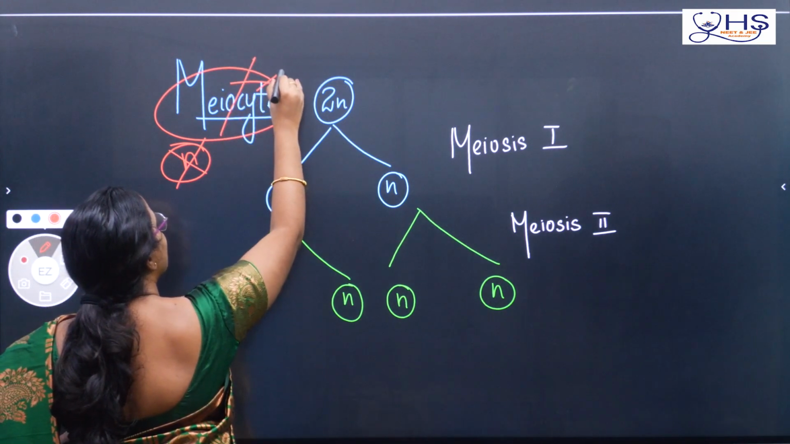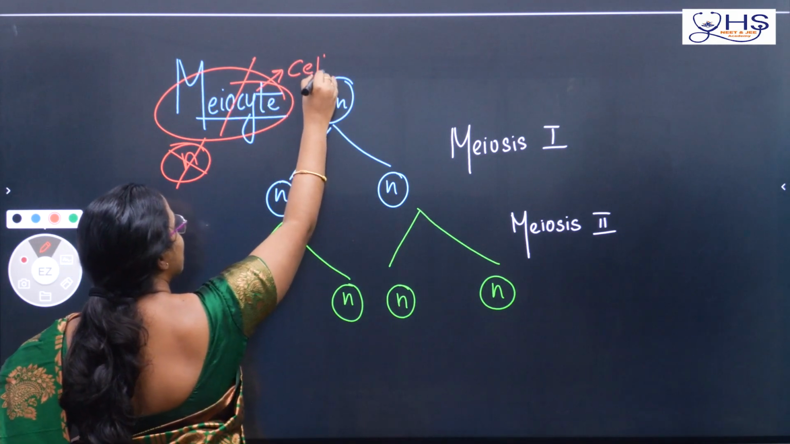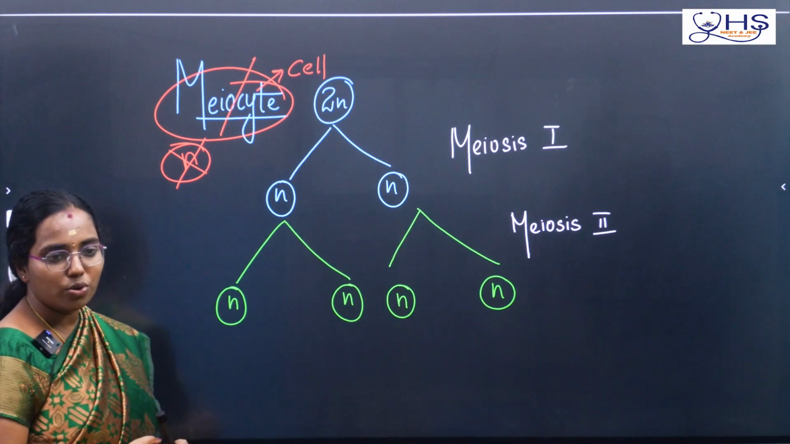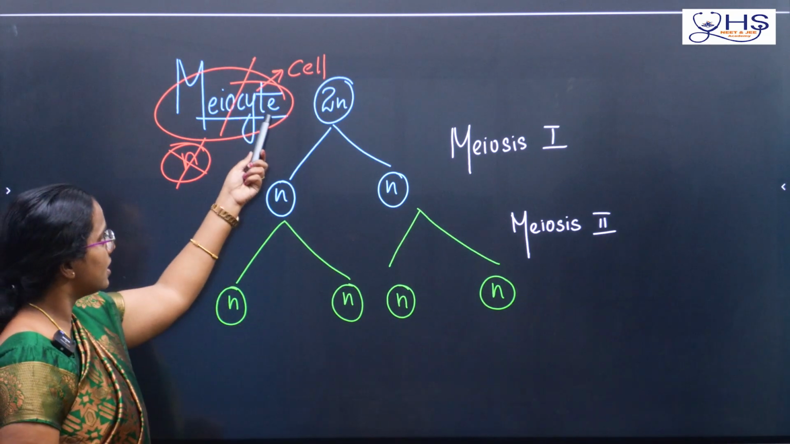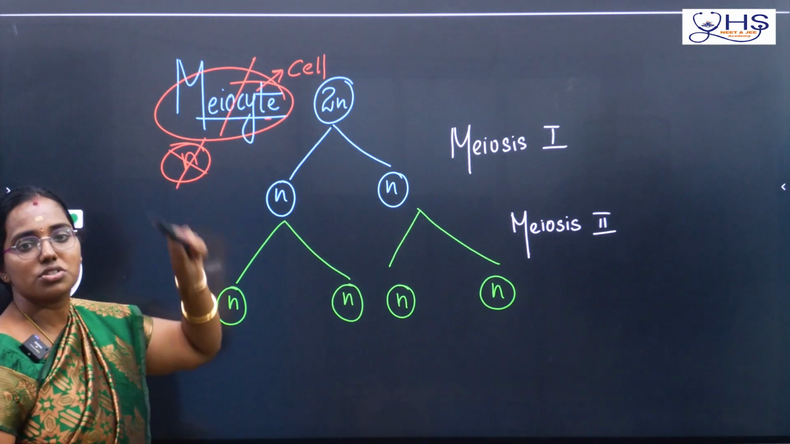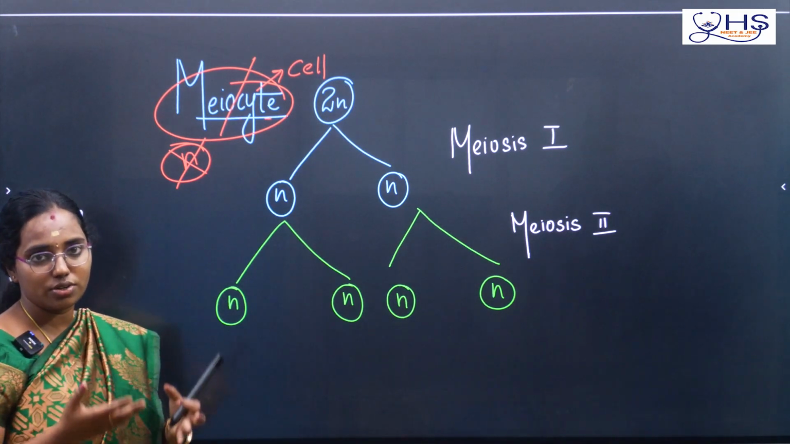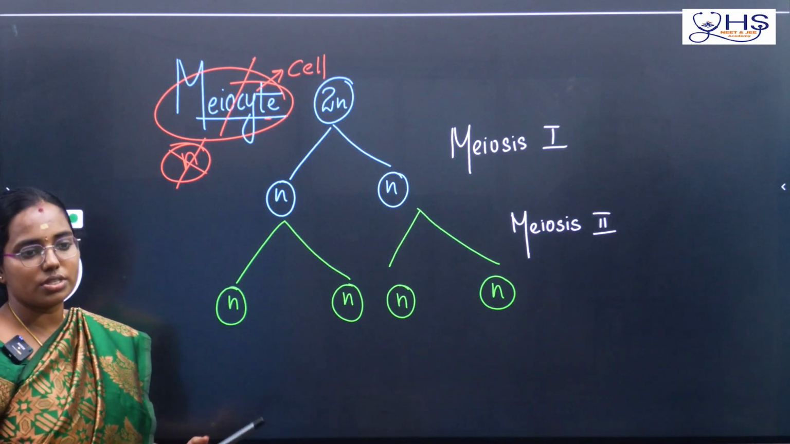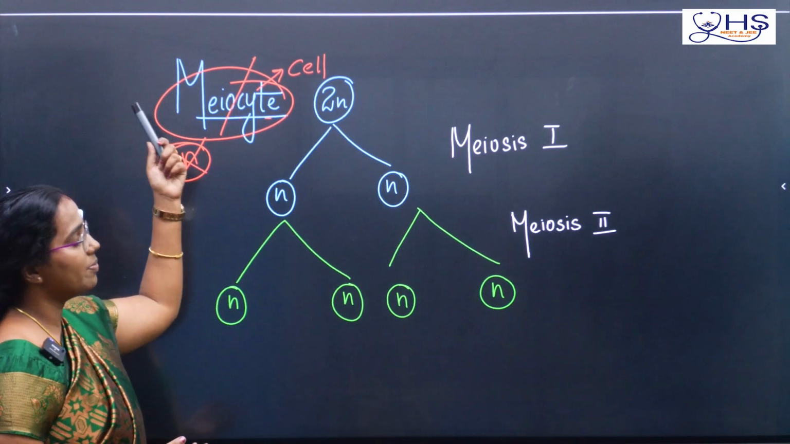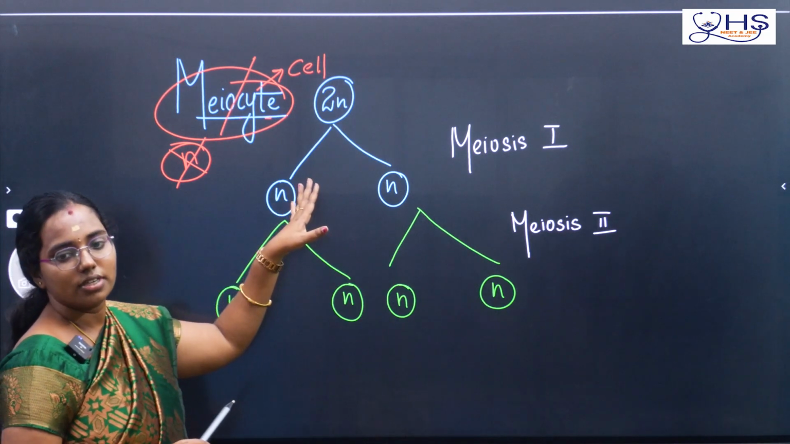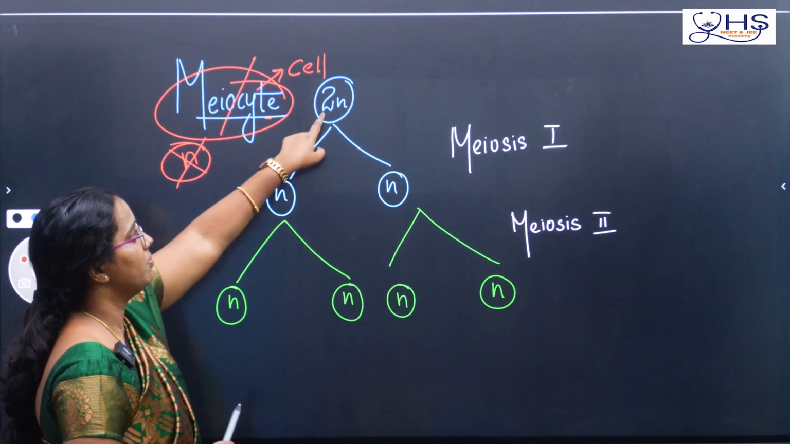Site means cell. Myo means meiosis. So the cell which undergoes meiosis is called myocyte. Okay, oocyte means the cell which undergoes oogenesis is called oocyte. Cyte means cell, myocyte means cell which undergoes meiosis, and it is diploid. In case of human beings it's 2n.